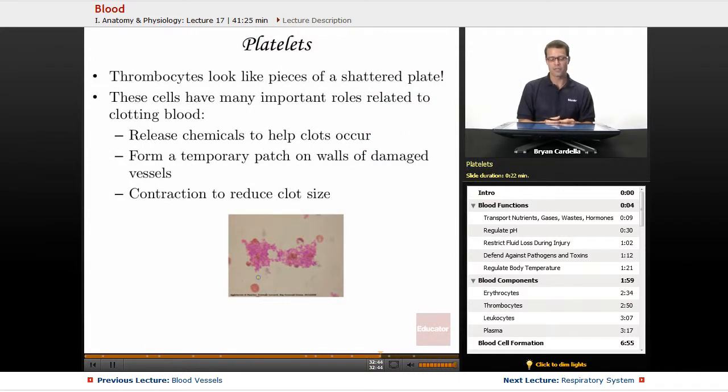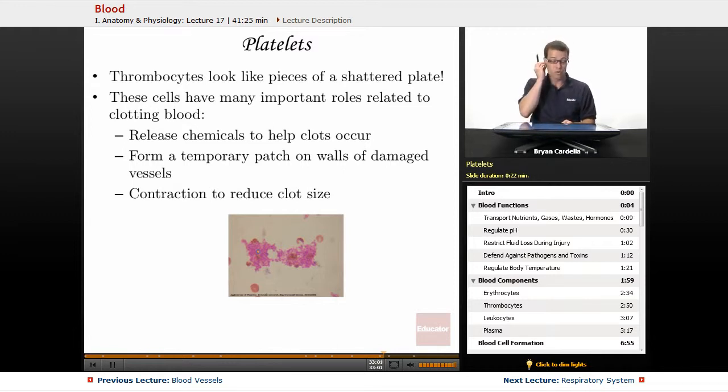Platelets. Thrombocytes is the technical term for platelets, and they do look like pieces of a shattered plate. It's like you took a plate and then all these little pieces, all these little red parts clumped together, those are platelets aggregating, coming together.